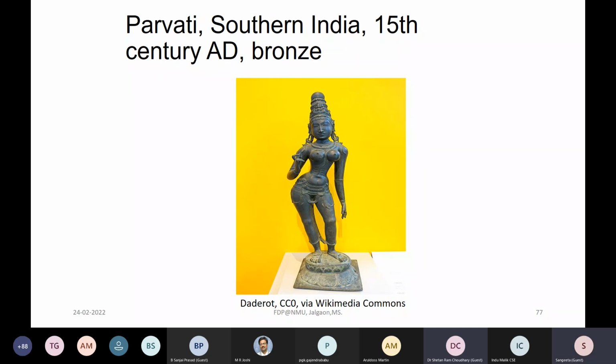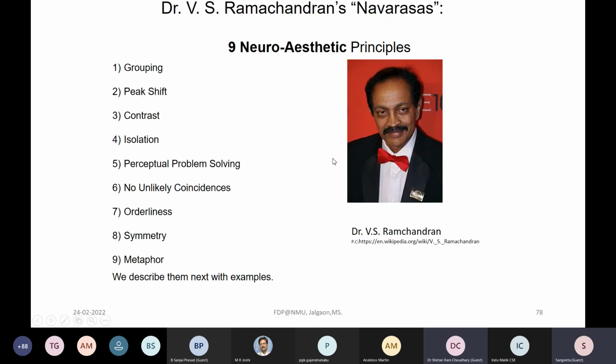What he is saying is that whenever you click photographs, you have seen people standing straight, hands straight, legs straight and all. It doesn't look nice. You have to curve yourself a bit. So you have to deviate a little bit to look more beautiful. He felt that these sculptures in India are so beautiful. This is the man, our Dr. V.S. Ramchandran, with his 9 neuro-aesthetic principles. He has given 9 of them. I'll give you examples one by one.